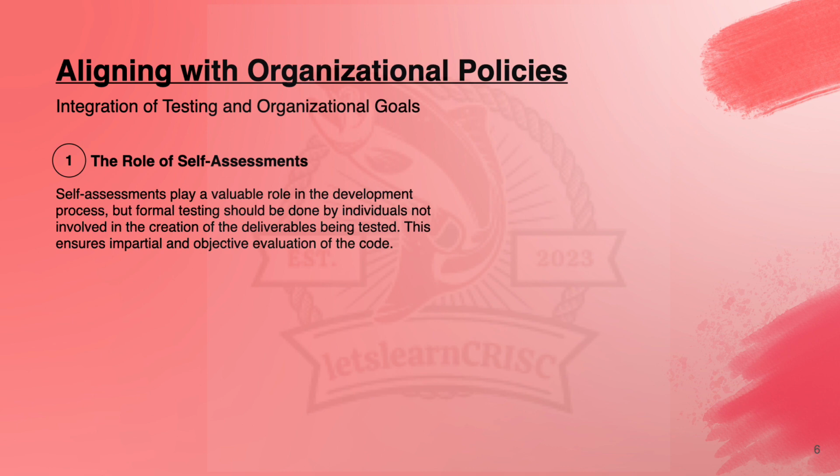Impartial and objective evaluation is the goal, to ensure that the evaluation of the code is impartial and objective, free from biases that may arise when individuals assess their own work. Example, like an external code reviewer not involved in the coding process conducts a review to objectively assess the code quality, adherence to the standards and potential issues.